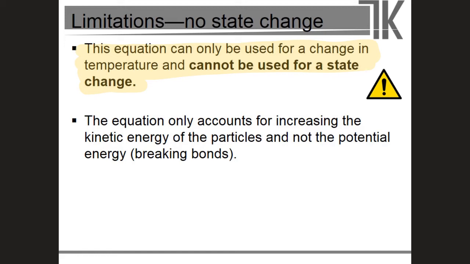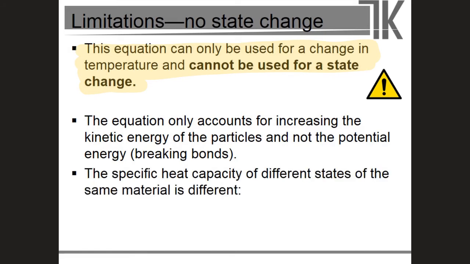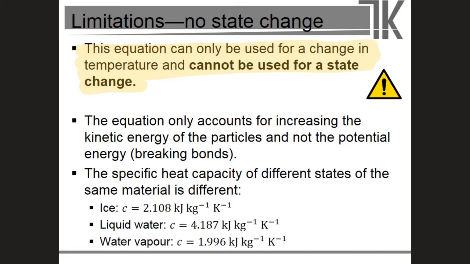And sort of to go along with that, the specific heat capacity of different states of the same material is different. To give you an example, ice has a specific heat capacity of 2.108 kilojoules per kilogram per Kelvin. Liquid water is 4.187 in the same units, and water vapor is 1.996 in the same units. So if we were to try and span, say, liquid water over to water vapor, we would actually have to deal with two different specific heat capacities. So we'll get to that eventually, but right now we can't deal with that.